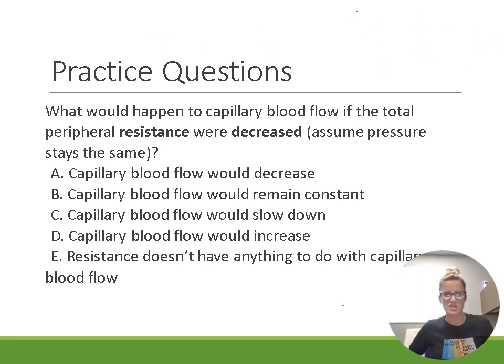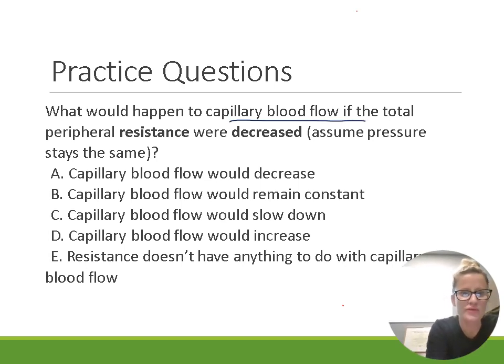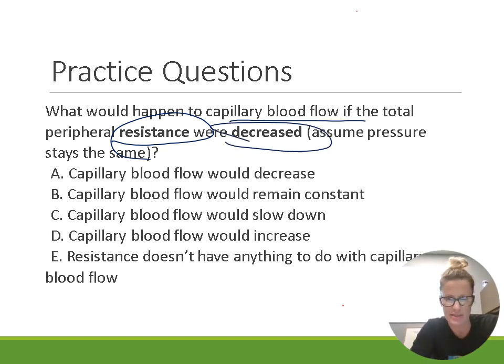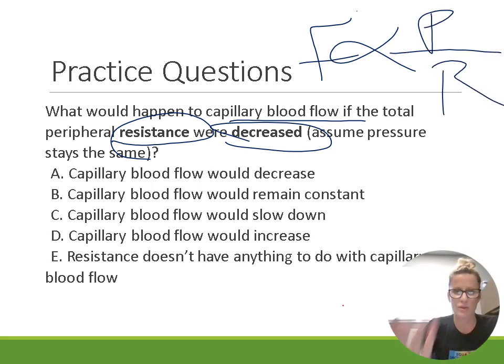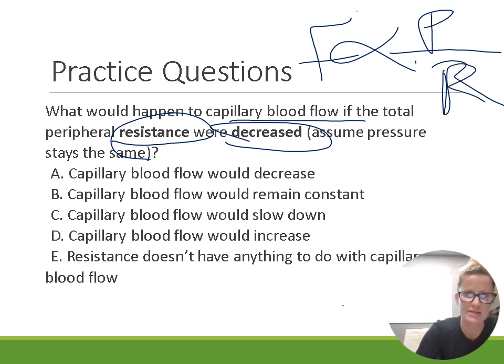Let's look at some practice questions that have to do with this overall topic in general. Okay, what would happen to capillary blood flow if the total peripheral resistance were decreased? Assume pressure stays the same. So this is just asking about this general equation of flow is proportional to the change in pressure over total peripheral resistance. We're saying resistance is going down.